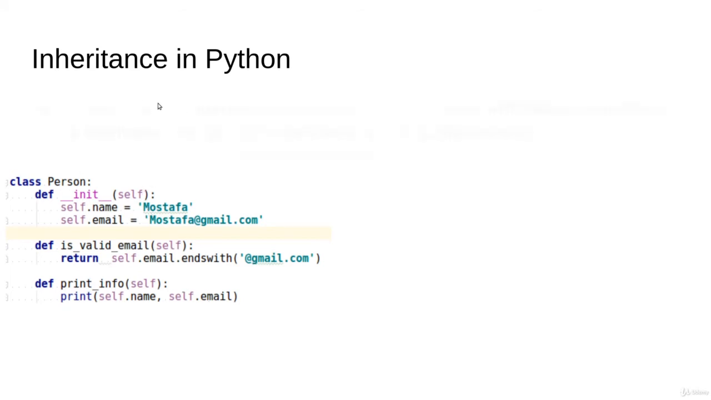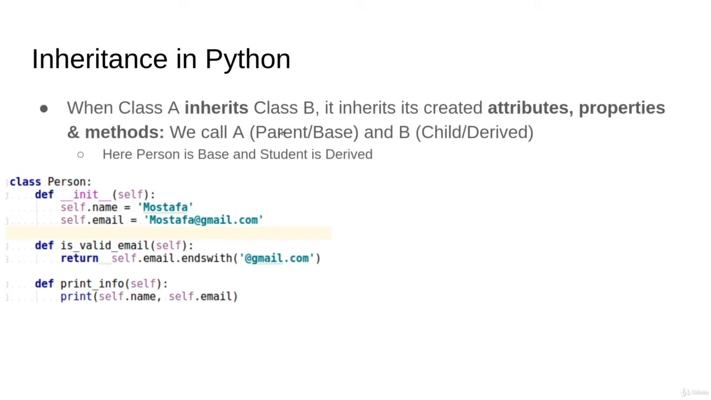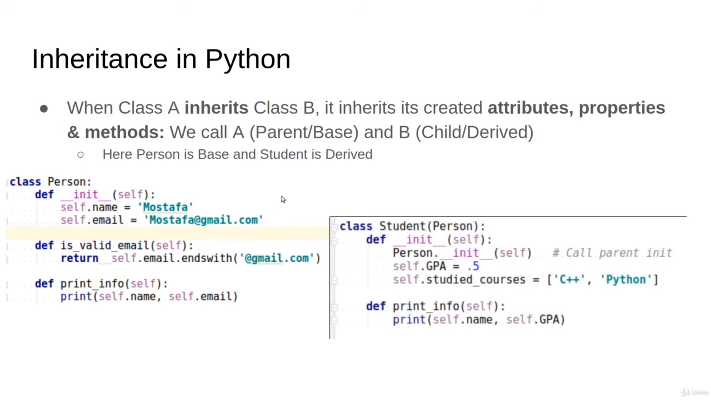Now let's see the inheritance. The word inheritance, or when I say class A inherits class B, it means that it takes and inherits its attributes and properties and methods. In this case, we call the class B the parent class. Let's say an example here.